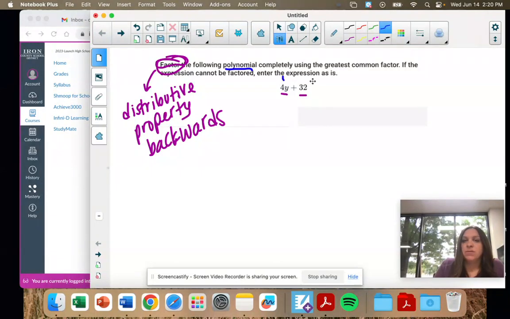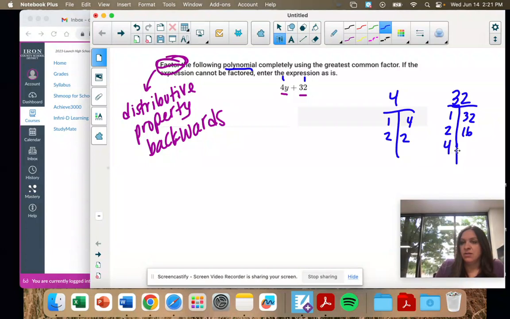But 4 and 32 both divide by some common factor. So think of all the numbers that divide into 4. 1 times 4, 2 times 2. That's it. Okay, what about 32? And you can use your calculator if you need to. 1 times 32, 2 times 16, 4 and 8. That's it. So we're looking for the greatest number that they have in common.